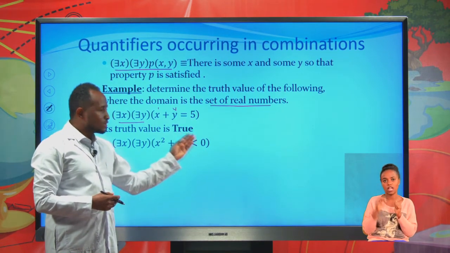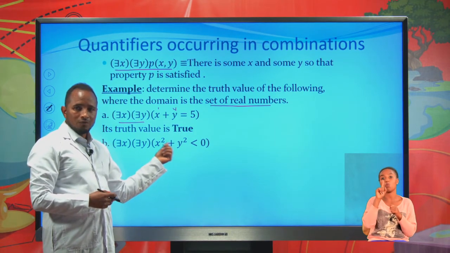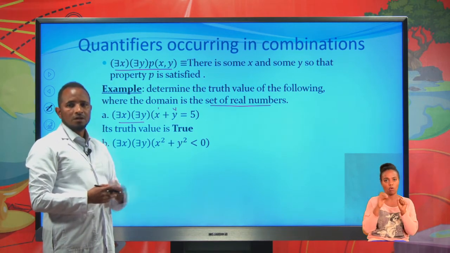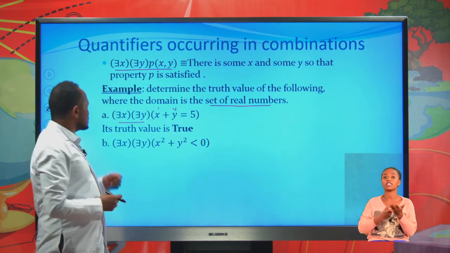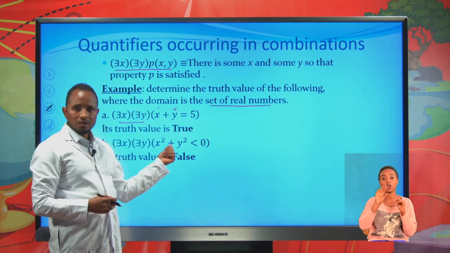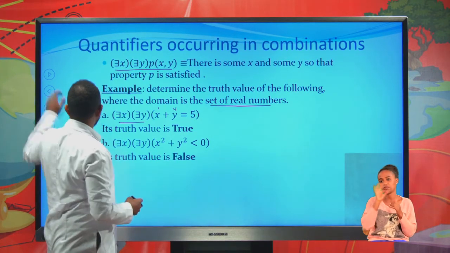Therefore, if you try to search for at least one value of y and one value of x from the set of real numbers satisfying this inequality, you can't find one. Therefore, the truth value of this statement is false, because we can't find one value of x and one value of y satisfying this inequality. Now let's continue to the other example.